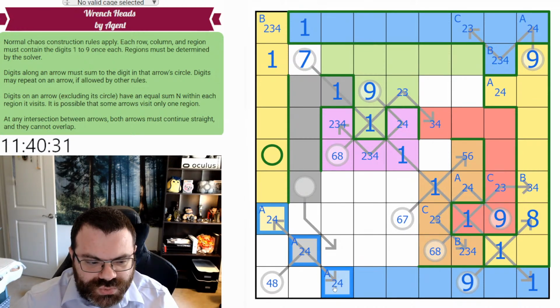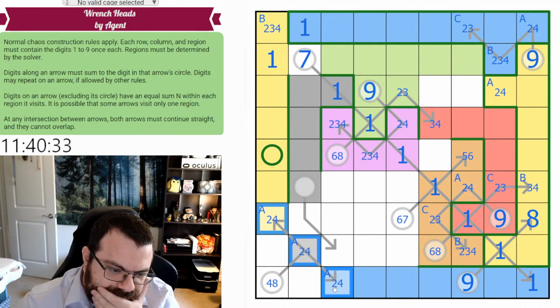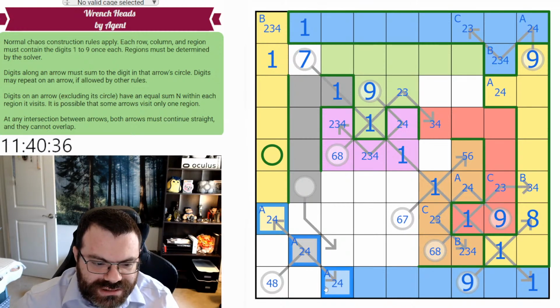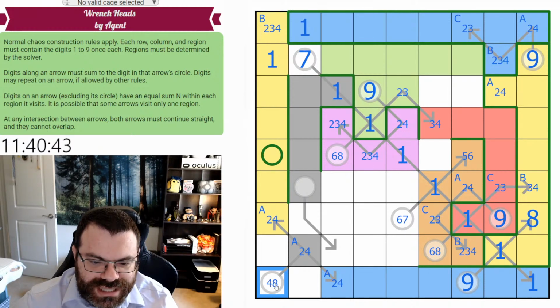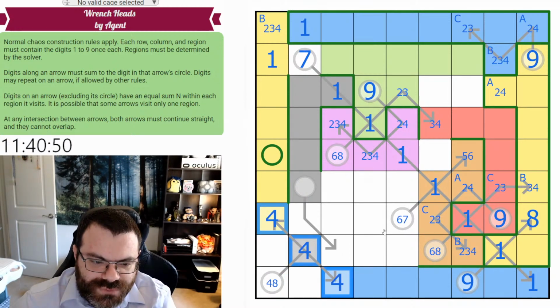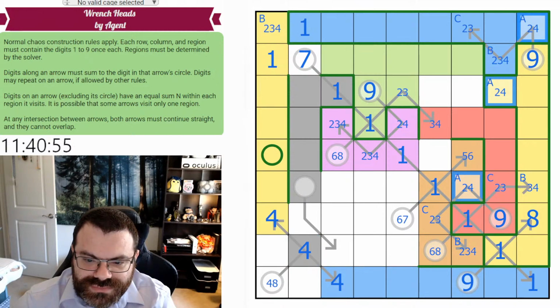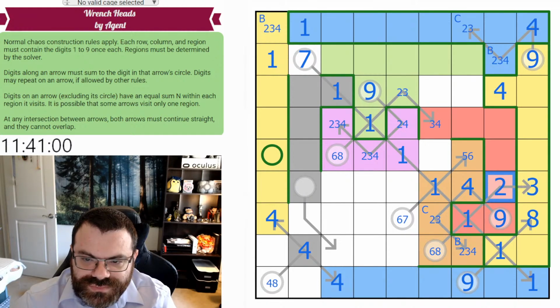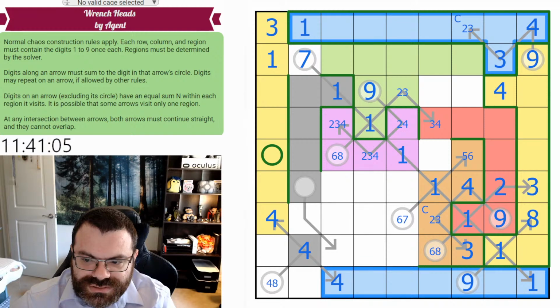Imagine A was 2. Yeah, imagine A was 2. Then this would be 4. It would be C, B, and A. So it would have to be C as a 4, but C can't be 4. Therefore, A is 4. Which should be quite helpful. B is 3, C is 2.